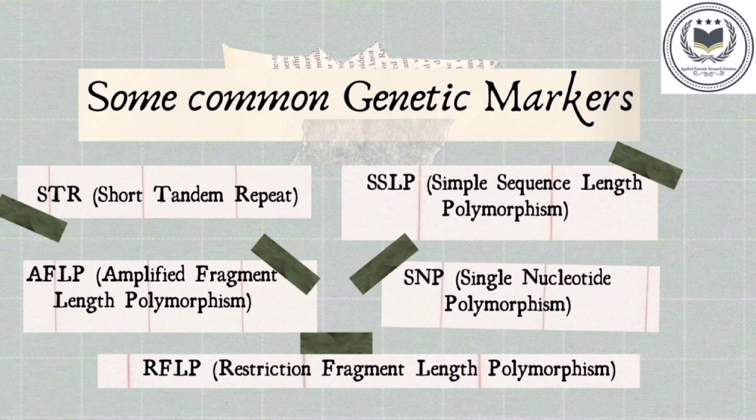which are used for the recognition and identification of genetic features and gene expression are: STR, which is short tandem repeat; SSLP, which is simple sequence length polymorphism; next, AFLP, which is amplified fragment length polymorphism; next, SNP, which is single nucleotide polymorphism; and next, RFLP, which is restriction fragment length polymorphism.